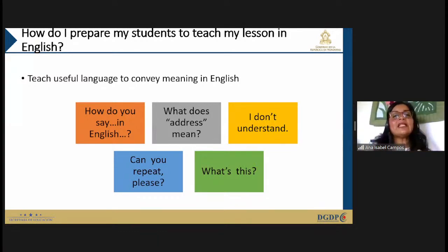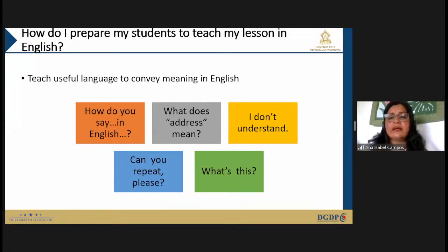So it says, teach useful language. If you want to teach your lesson in English, you need to teach your students useful language for them to convey meaning without using the native language. For example, how do you say in English? How do you say lapicero? How do you say book? How do you say lo siento? How do you say estoy con hambre? So that we can teach them, right? We can say, well, you say, and we don't have to use Spanish.